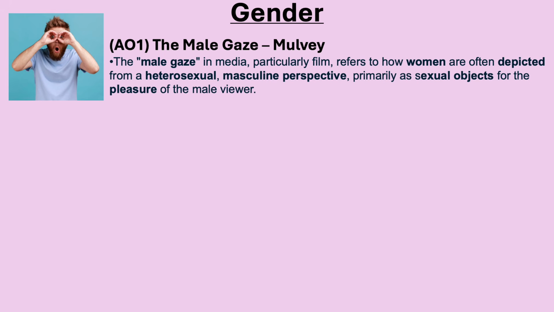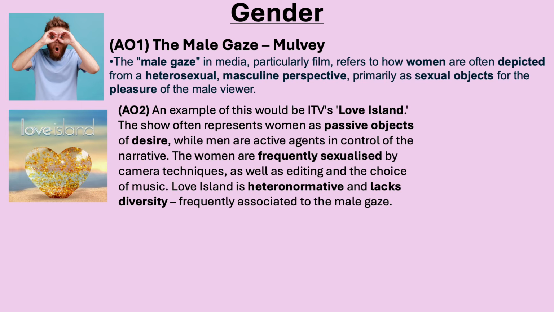So we've now moved on to representations. We're getting through this video slowly but surely. Now, our first representation is gender. So, the male gaze. The male gaze in the media, particularly film, refers to how women are often depicted from a heterosexual masculine perspective, primarily as sexual objects for the pleasure of the male viewer.